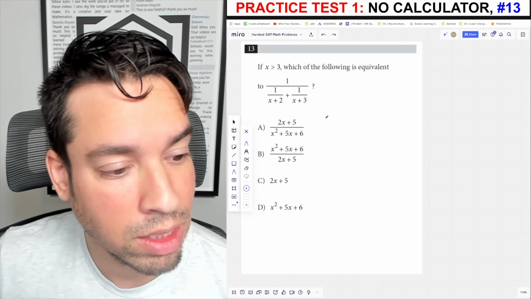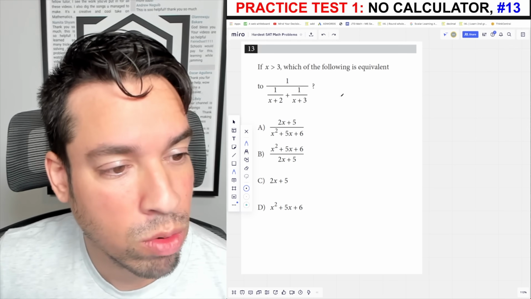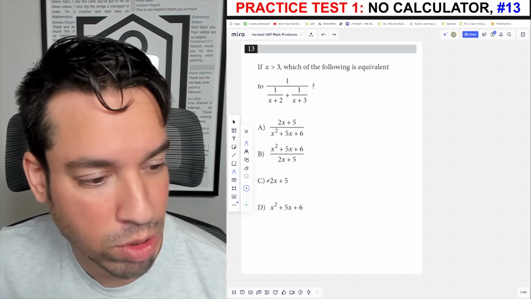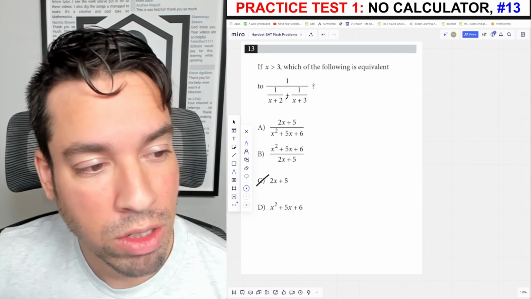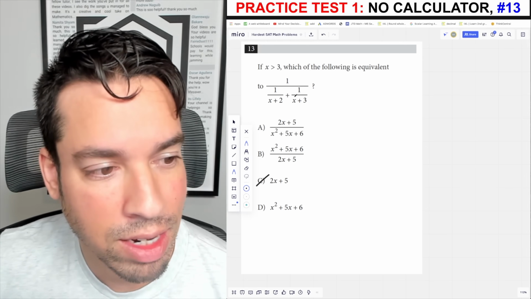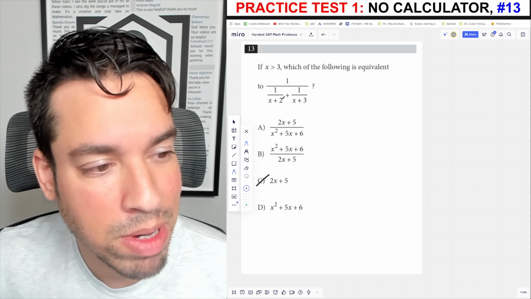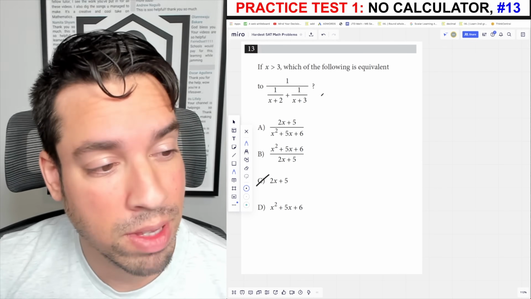Your first instinct might be to just flip the whole thing and make it x plus 2 plus x plus 3, which will give you C. That is actually incorrect, and I'm going to show you why. The first thing you have to do is consolidate these guys. We can't just flip them. They need to be in one singular fraction, then you can flip. So how do we do that?